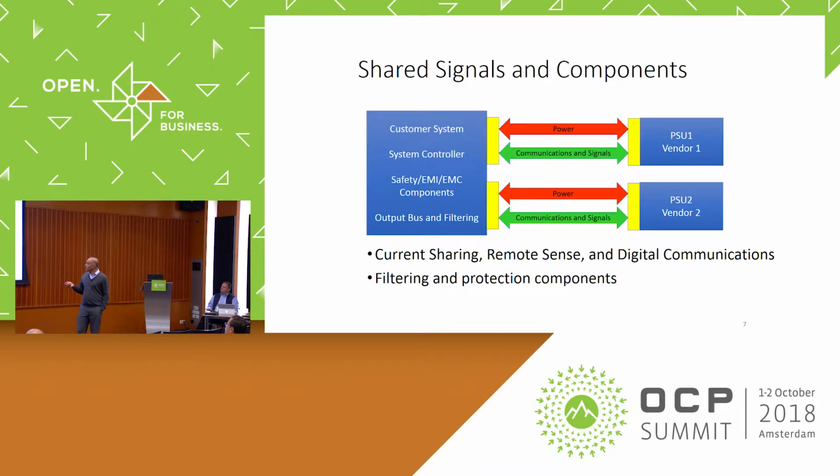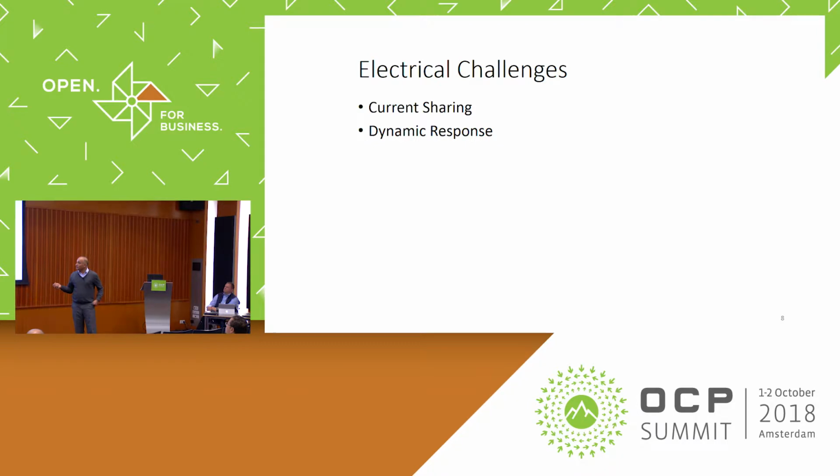So we have power flowing, of course, between the two. We have communication and signals going back and forth. So there is a lot going on, and the system by itself has its own EMC components. The system itself has output bus bar and filtering. Now these are external to the power supplies, and yet what you're expecting is that this power supply and this power supply should work perfectly.